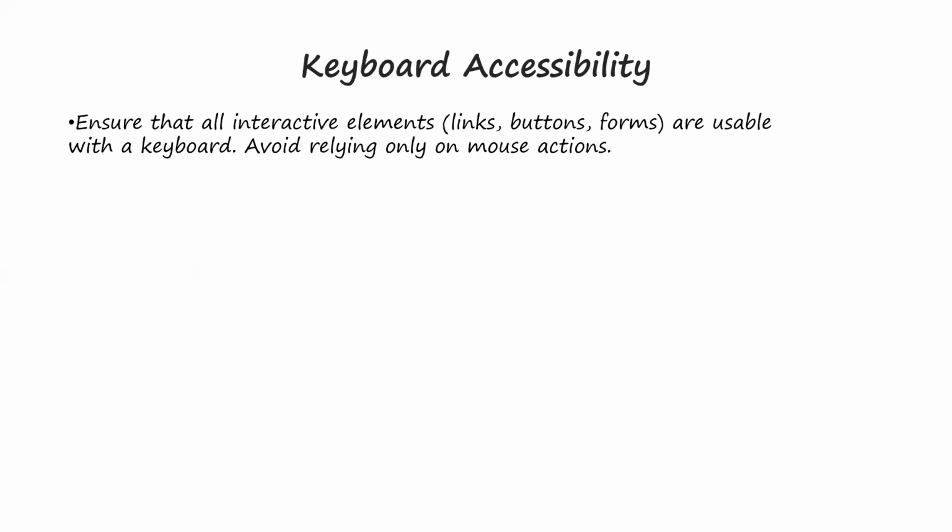Keyboard accessibility. It is not everybody that is using a mouse to go through your website. Some people use the keyboard. So you have to ensure that all interactive elements, links, buttons, forms, are usable with a keyboard. What we mean by interactive is that users will be interacting with those elements: clicking the button, clicking the link, submitting forms, checking the box, radio buttons, stuff like that. You have to make them usable with a keyboard, so avoid relying only on mouse action.